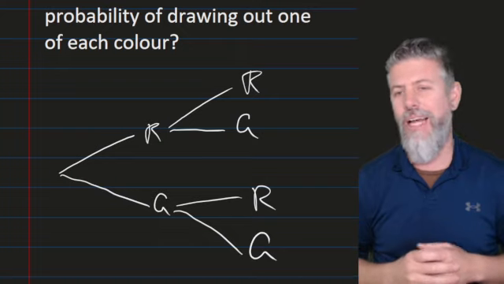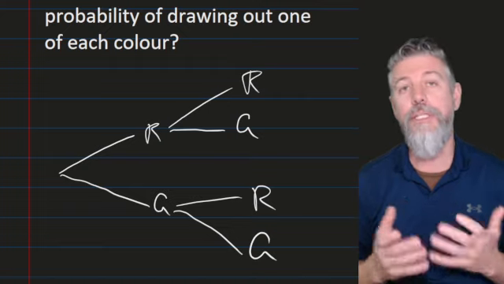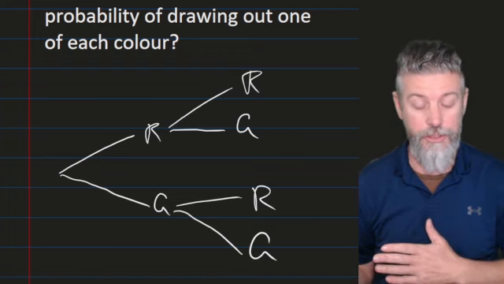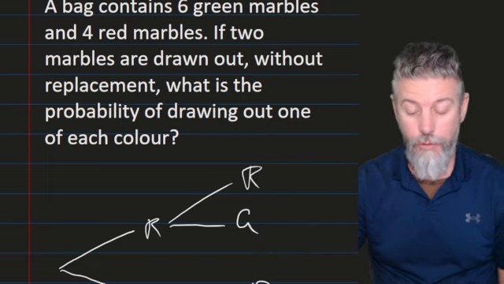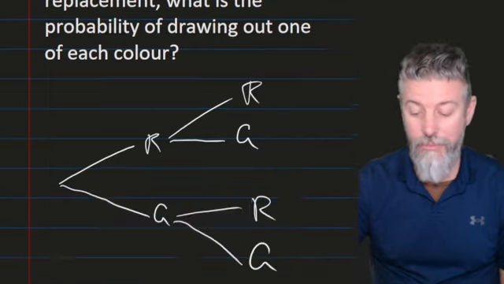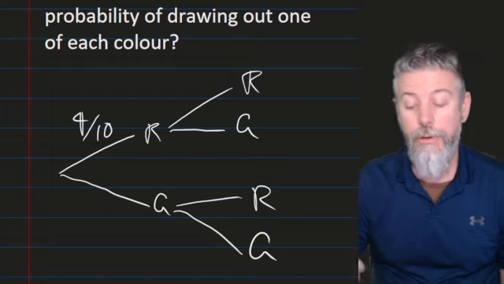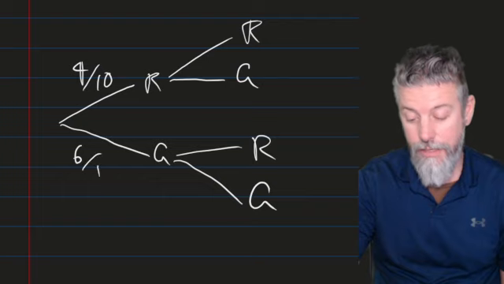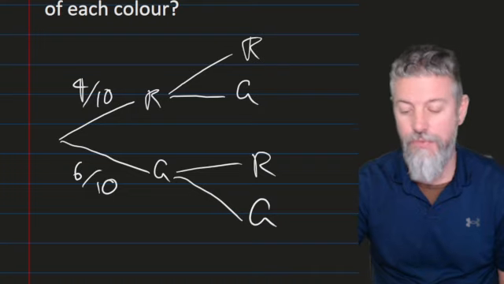And you might say, well, hang on a second, there's more greens than reds, and you haven't demonstrated that at all. Well, what we need to do is put the probability of each outcome on each branch. So the probability of selecting red first, there's 4 red marbles, there's a total of 10 marbles, so that would be 4 out of 10. The probability of picking green, therefore, would be the other 6 out of 10. Now, obviously, we could simplify it and make these fractions easy for us, but we're not focusing on that.